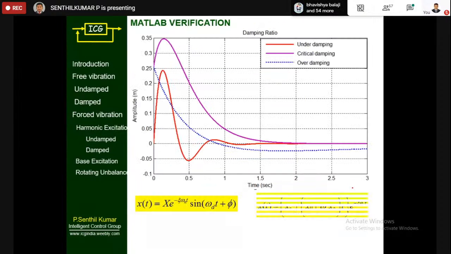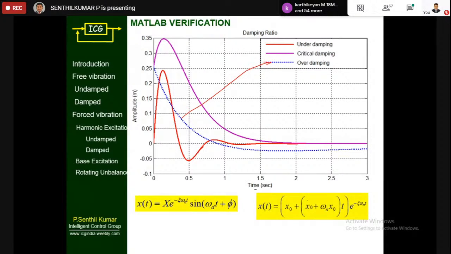Okay, same thing I have explained here. This is a difference. This is overdamping. It settles somewhere here. So this is underdamping, and this is on the top itself. It will settle. So this is critical damping. Only one time it goes up, it will come down.